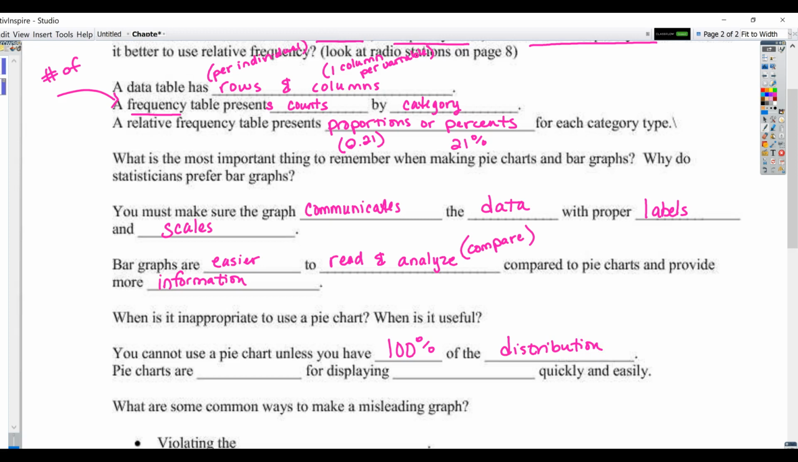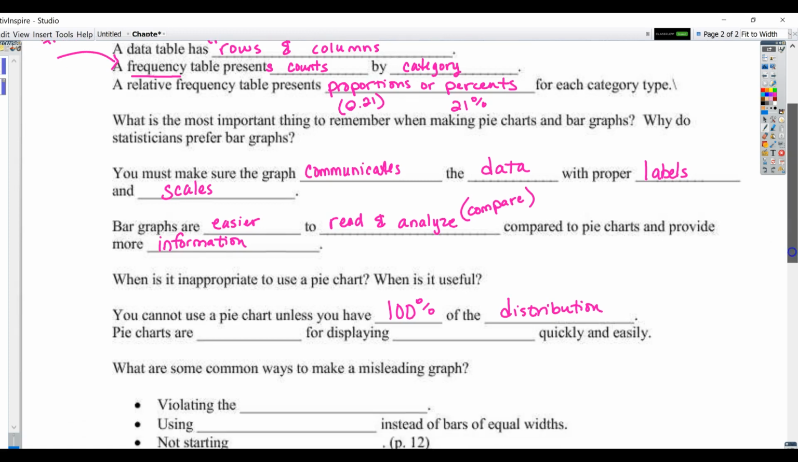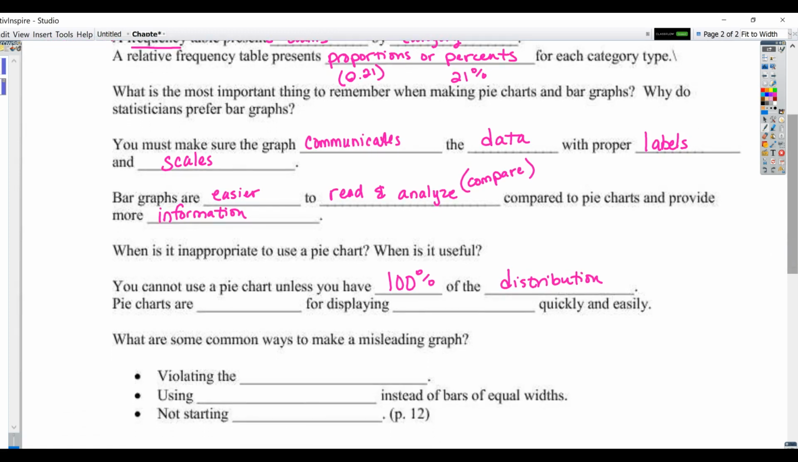So it's a case where you would have to have all the information, and it's basically a population or a sample, whatever it is you're looking at. Usually it's a sample, and you know which category all the individuals fall into. You'd have to have that kind of information. And pie charts are useful for displaying distributions quickly and easily. Okay, but it has to be the entire distribution.